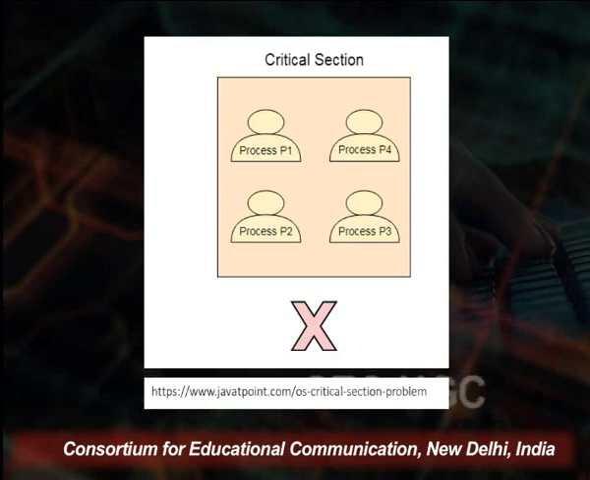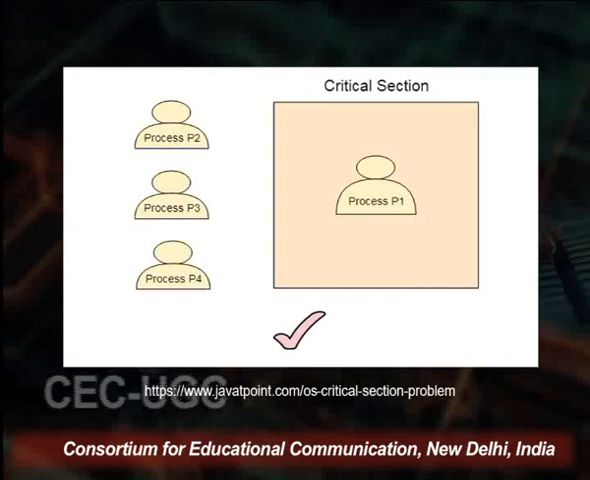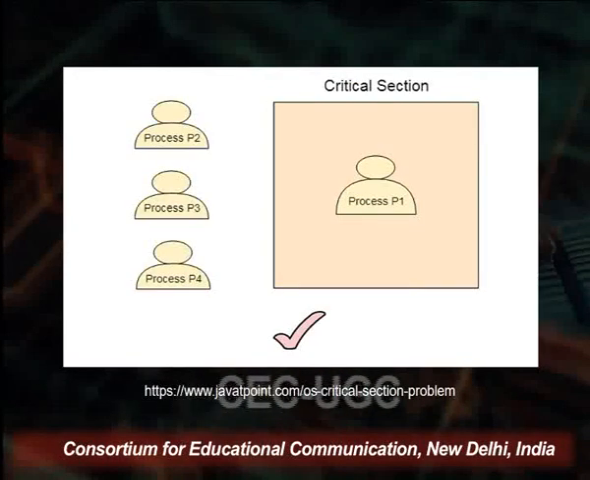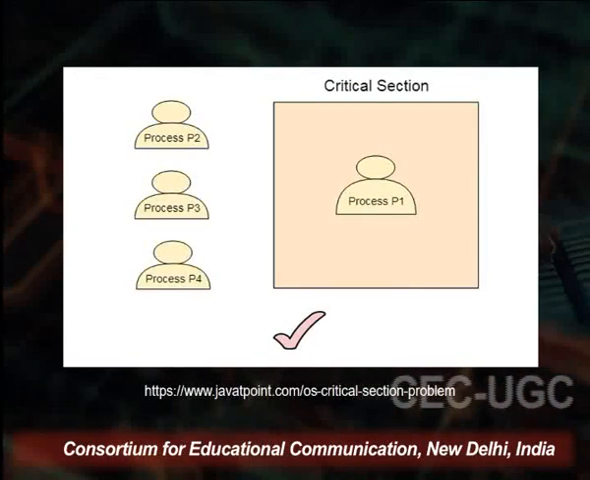So this is what you call mutual exclusion. This mutual inclusion, which is given on this slide, is not allowed. What is allowed is this, which is mutual exclusion. The second property is termed as progress.